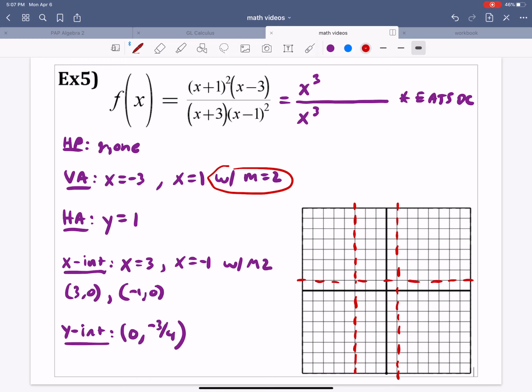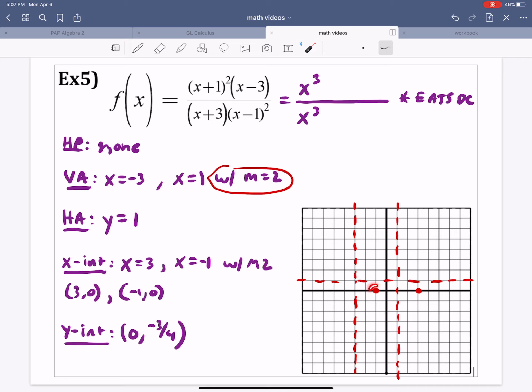Okay, then let's plot our x-intercepts. I have one x-intercept at (3, 0), so over here, and one at (-1, 0). Now, here's the deal. You know that there's only two places where these curves are going to cross the x-axis. Right here and right here.